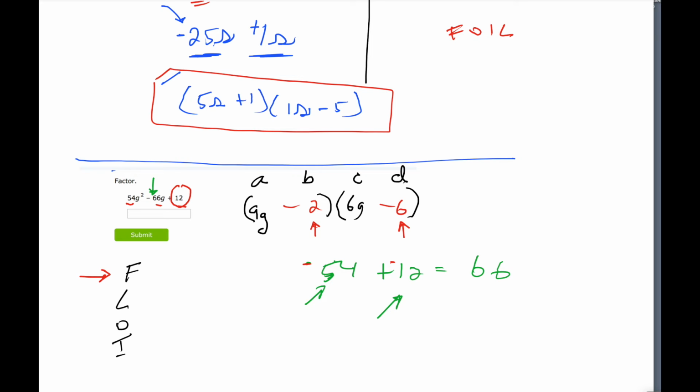Wait, check your last. So we just did first, your last is 12, and is that positive 12? Okay, because sometimes your last gets screwed up. So you always want to double check the last.